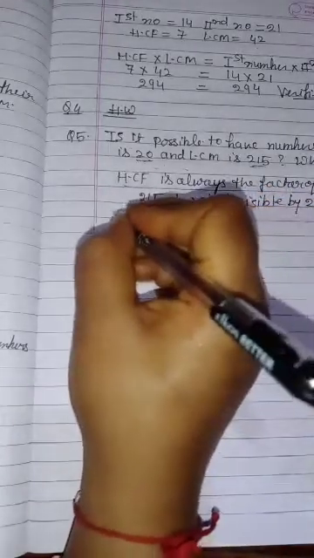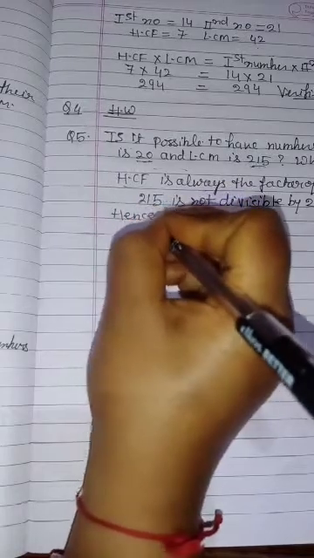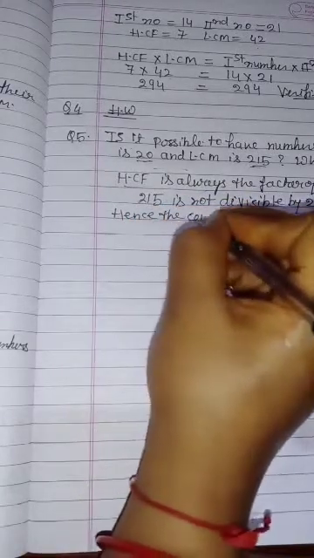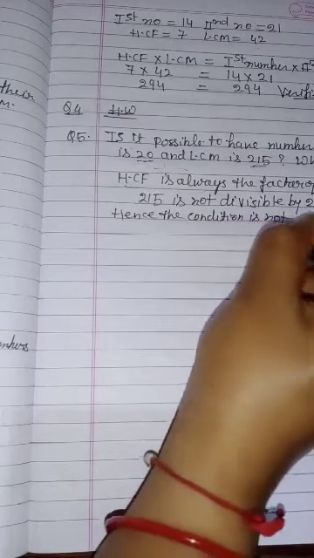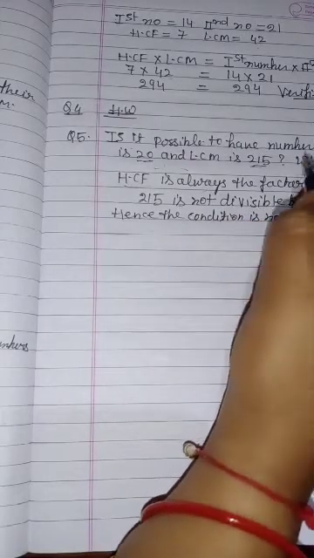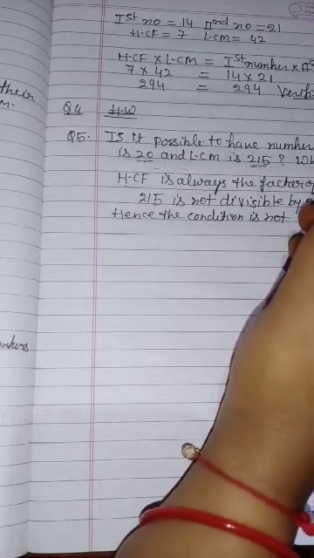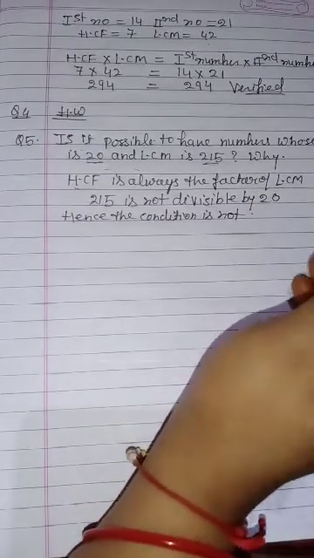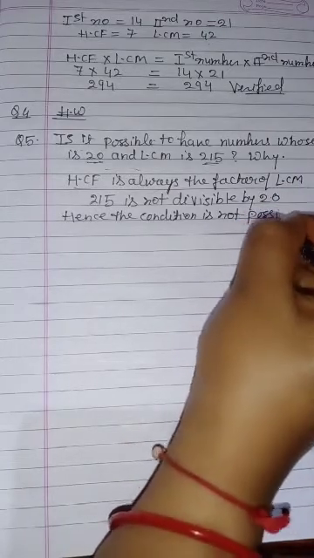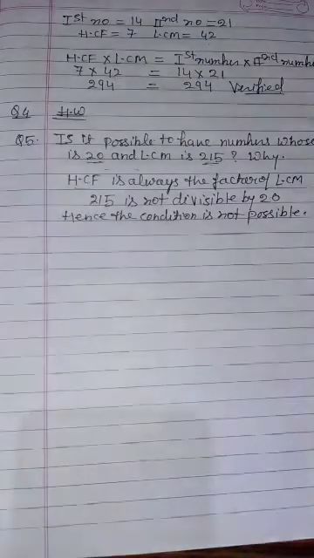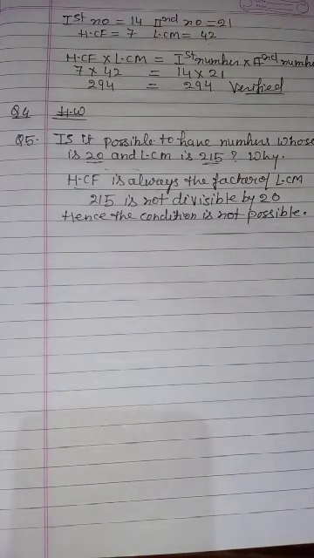So what will you write? Hence the condition is not possible. It can be possible only if the 20, that is the HCF, divides the LCM completely; then only this condition can be possible. In this case it is not dividing, hence the condition is not possible. Okay beta, now this chapter number 3 has been completed. Afterwards we are moving to the next one.